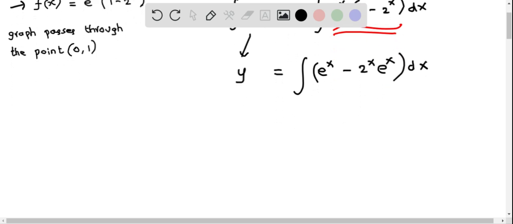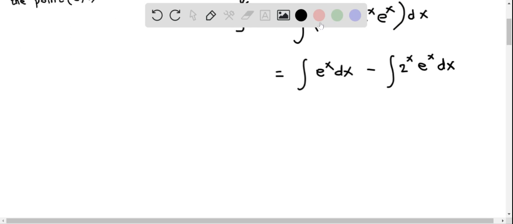Now in the next step, we could split this into two integrals using the difference rule of integration. So I'm going to write down this as integral of e power x dx minus integral of 2 power x e power x dx. Now we can consider this as two separate integrals. I'm going to consider this as integration 1, that is I1, and this I'm going to consider as integration 2. We are going to see how we can integrate these two integrals separately.